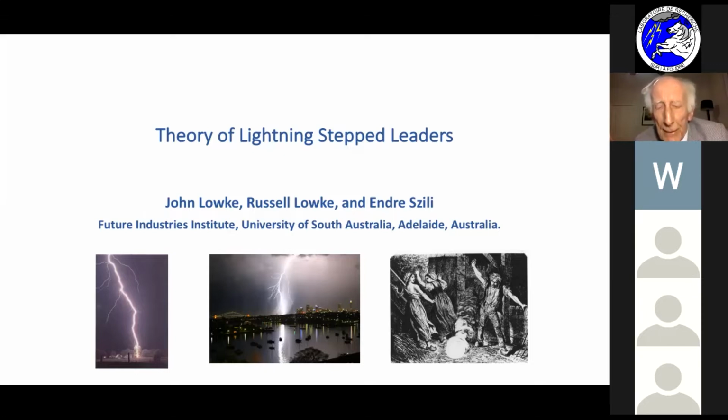These two problems are firstly, why are leaders of lightning stepped? And secondly, what is going on in the long column of lightning between the step and the cloud? These issues are important in that one needs to know what's really going on in lightning to check the validity of methods of lightning protection, like the rolling sphere method.